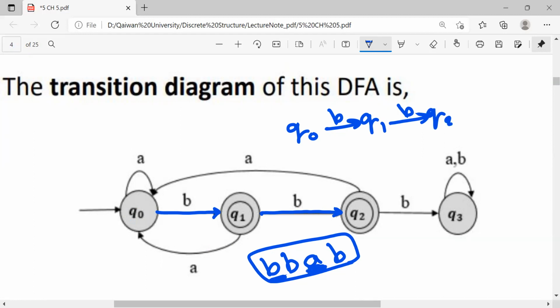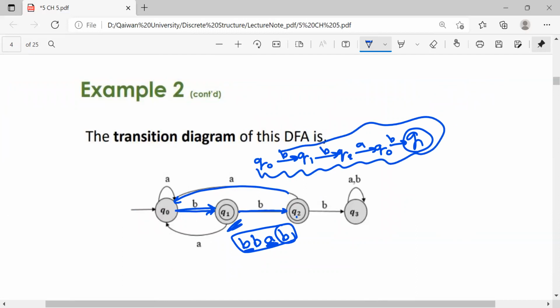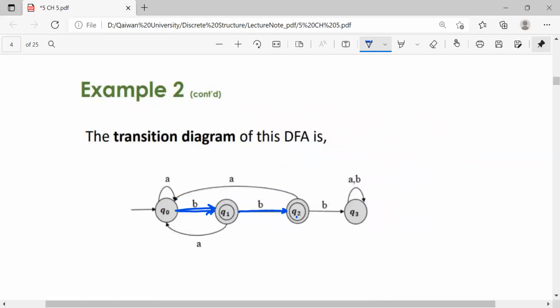Then A. Q2 with A, we return to Q0. Then B, we return again to Q1. Is this a final state or not? Yes, because it has two circles around it. So this is accepted. If you can find a series like this, and the final state here is a final state for the graph, we say it's accepted by it. If not, we say it's not accepted by it. Okay? We'll talk about that later.